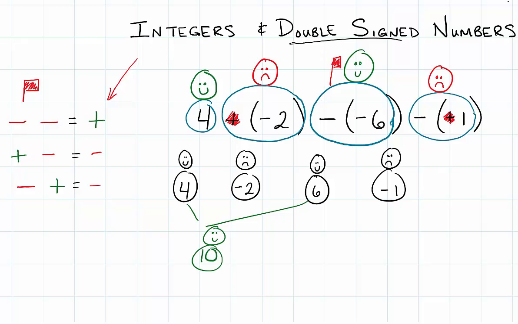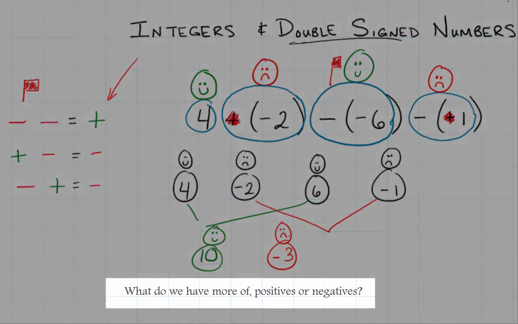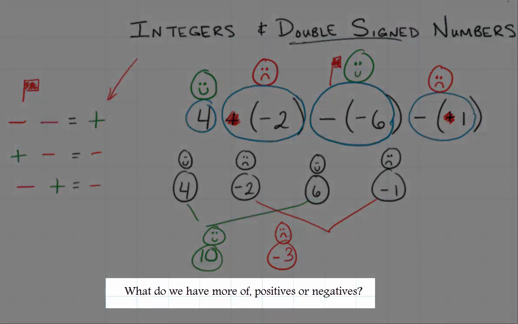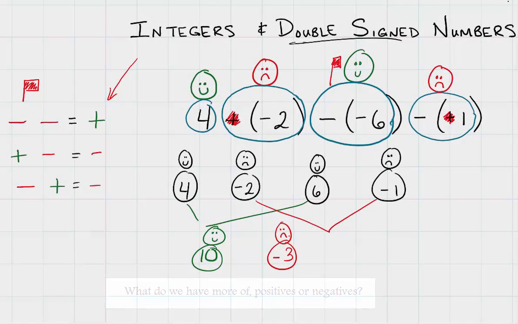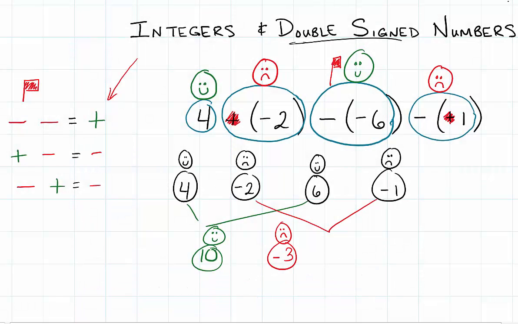I then want to go ahead and put my negatives together. If I have 2 negatives and 1 negative, that gives me a total of 3 negatives. And so now we've got our numbers kind of separated to their sides. 10 positives on one side of the room, 3 negatives on the other, and now we compare them. What do we have more of? Do we have more positives or do we have more negatives? Well, in this case, there are definitely more positives than negatives.